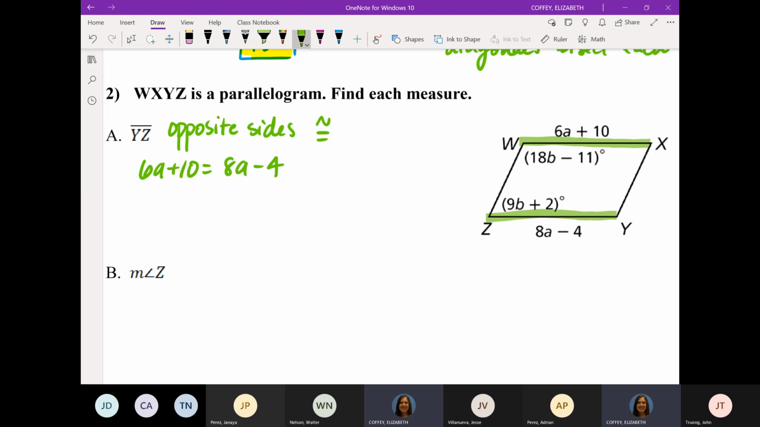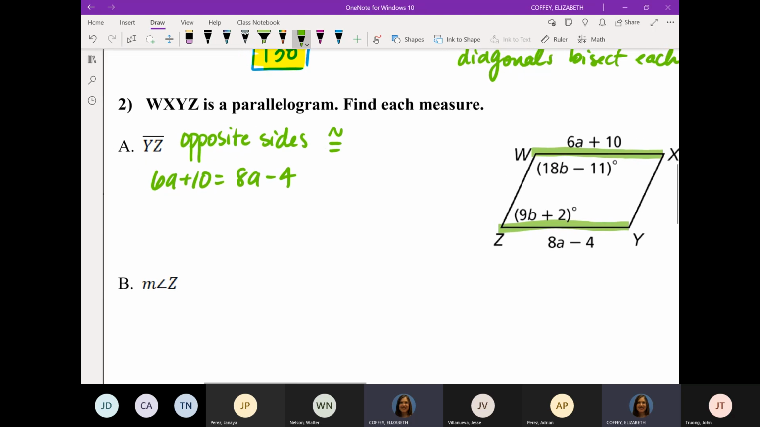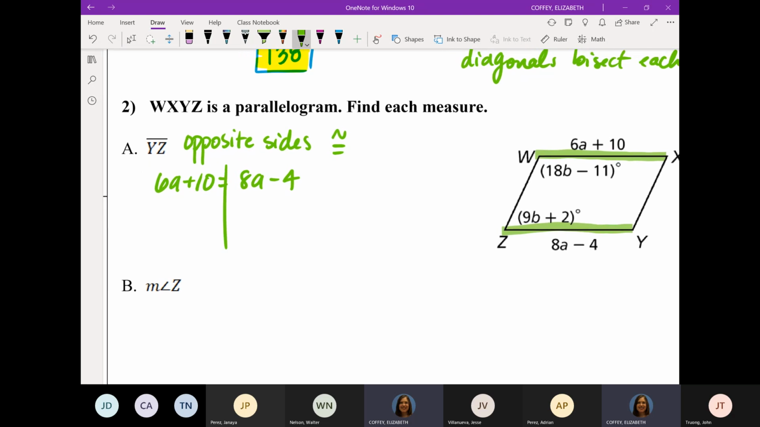Ready? And solve for A. Go. I'm going to give you 1 minute. Solve for A. Draw your line. Solve for A. I say plug it in. I'm saying you're replacing in front. Very good.